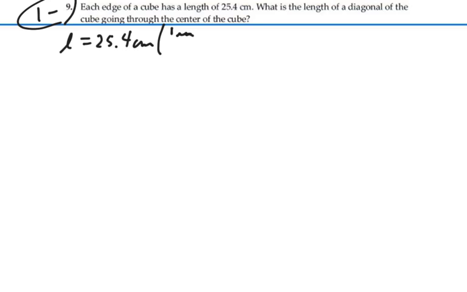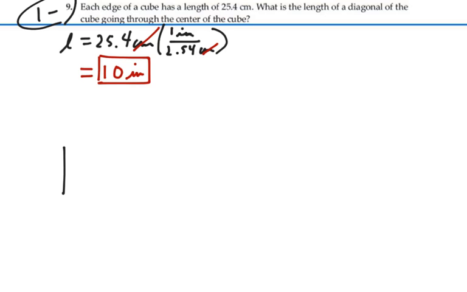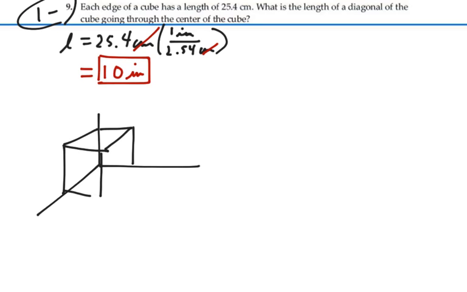So let's multiply this by that conversion. Centimeters will cancel out, and dividing 25.4 by 2.54 gives us 10 inches. So this cube will have a length of 10 inches on an edge. If we actually were to draw this cube, let's look at this three-dimensionally. Something like this, where we have 10 inches on a side.